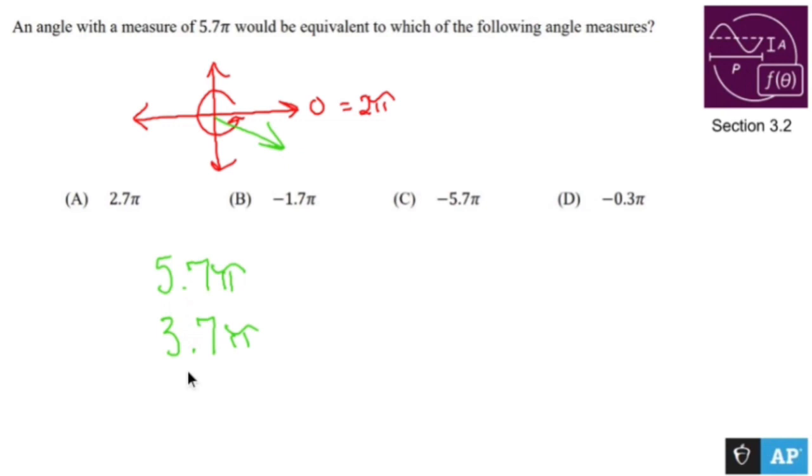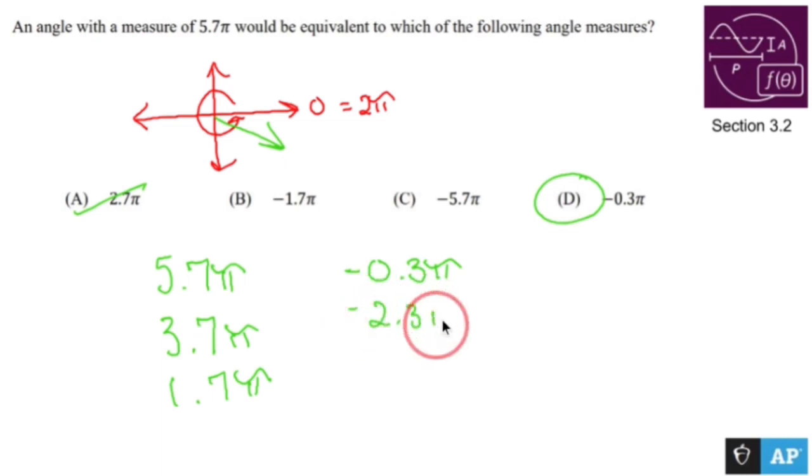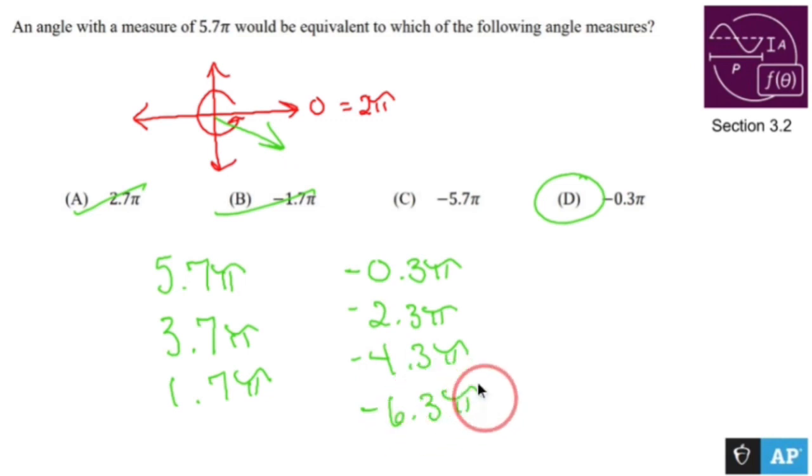None of those. If I take 2 pi from that, I get 1.7 pi. So I passed you, so none of those. If I subtract 2 pi from this, I get negative 0.3 pi. So that one. But if I just want to be safe, I could subtract another one and get negative 2.3 pi, which passes you, and do it again, and do it again, which passes you. So there you go.